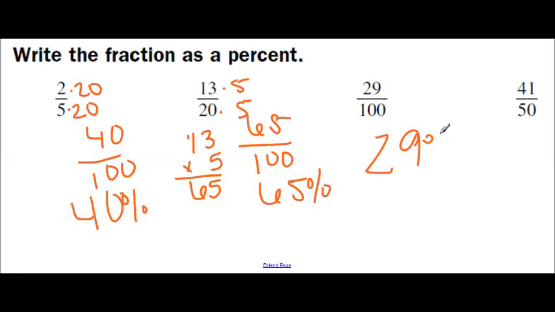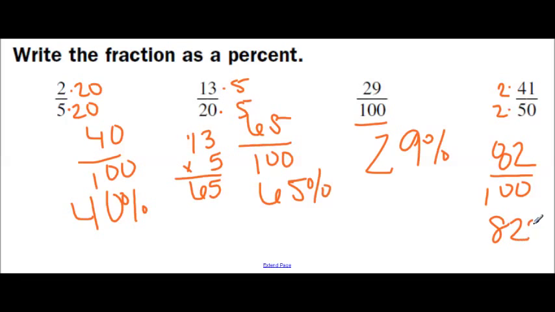This one's easy because it's already 100 in the denominator. 29 over 100 gives me just 29%. 50 as a denominator is also very easy because I know that 50 times 2 makes 100. So 41 times 2 gives me 82 over 100 and 82%.